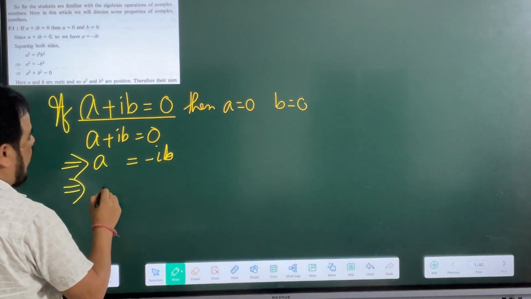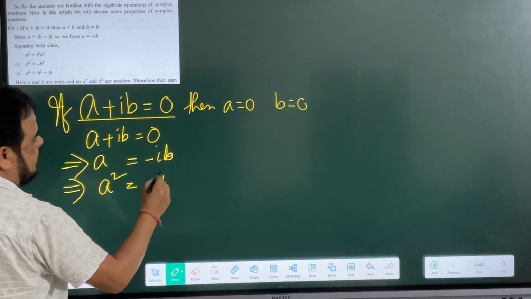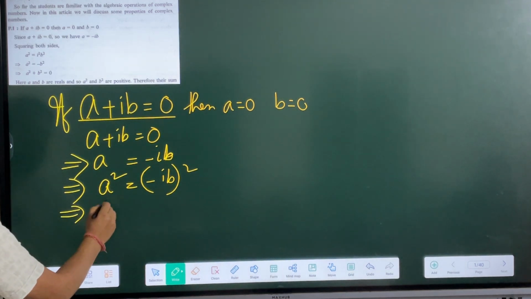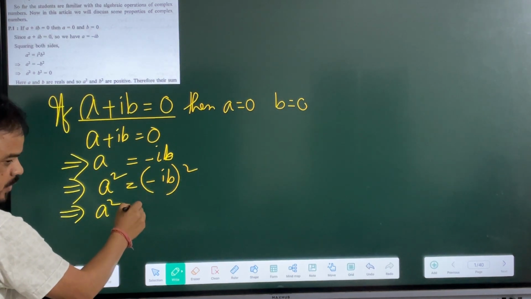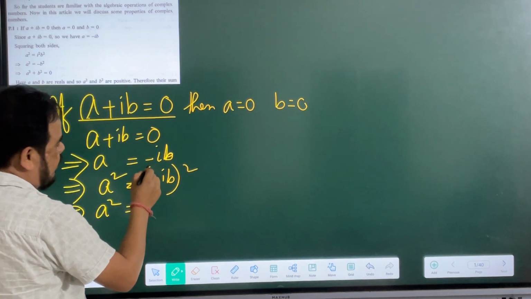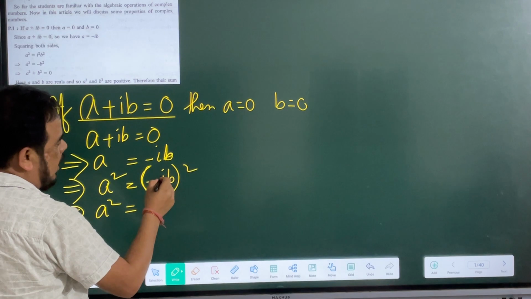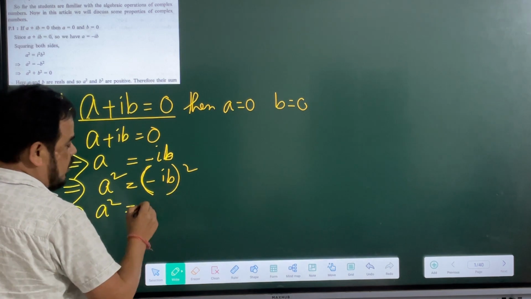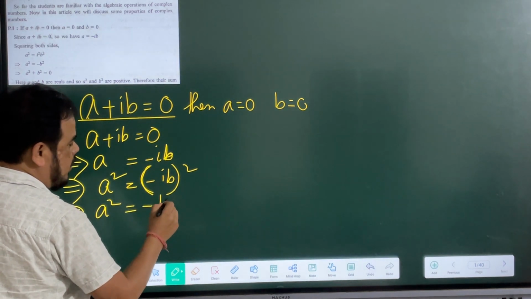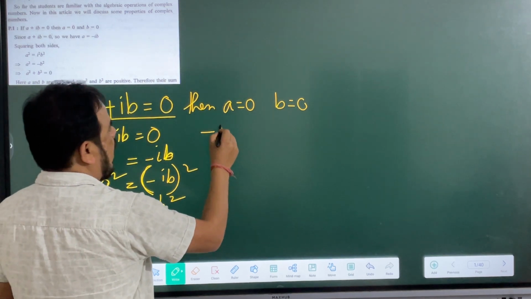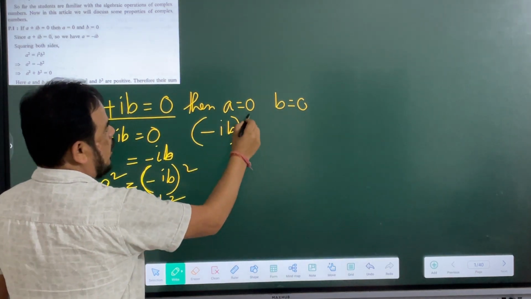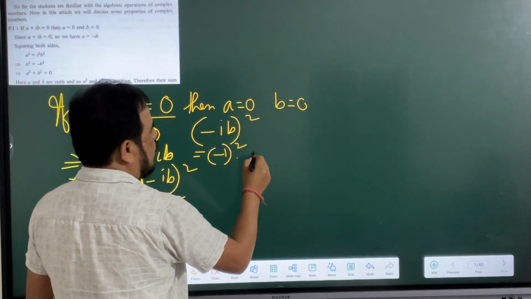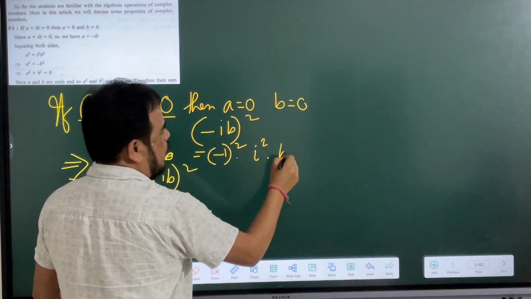then we will do squaring both sides. Then what do we get? a square equals, minus square is plus. See here, always be careful, otherwise we make a mistake. i square is minus 1. We directly put minus square is plus, but i square is minus 1. So minus b square. Let me show you again. (ib) whole square. Let me write separately: minus 1 square into i square into b square.